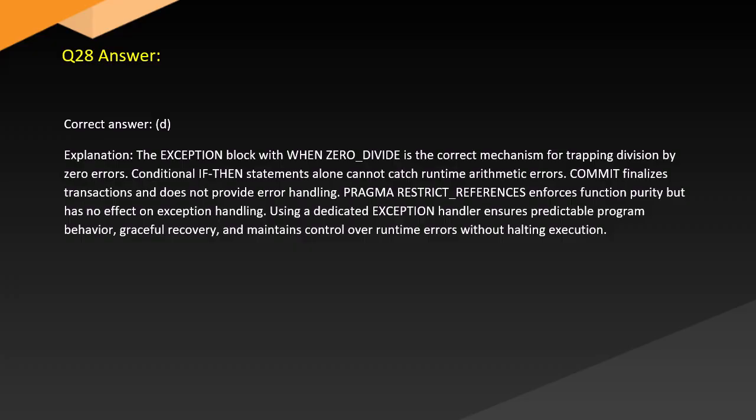Answer. Correct answer: A. Explanation. The exception block with WHEN ZERO_DIVIDE is the correct mechanism for trapping division by zero errors. Conditional IF THEN statements alone cannot catch runtime arithmetic errors. COMMIT finalizes transactions and does not provide error handling. PRAGMA RESTRICT_REFERENCES enforces function purity but has no effect on exception handling. Using a dedicated exception handler ensures predictable program behavior and recovery, and maintains control over runtime errors without halting execution.